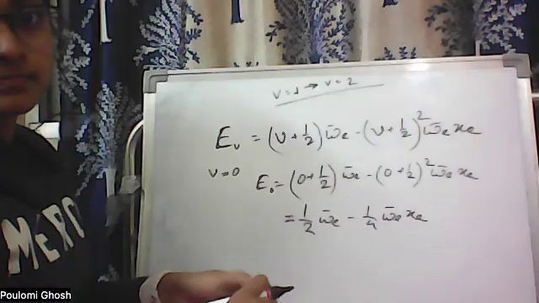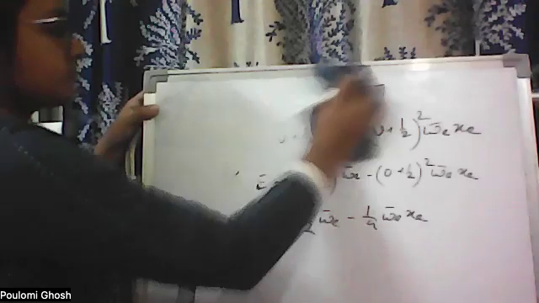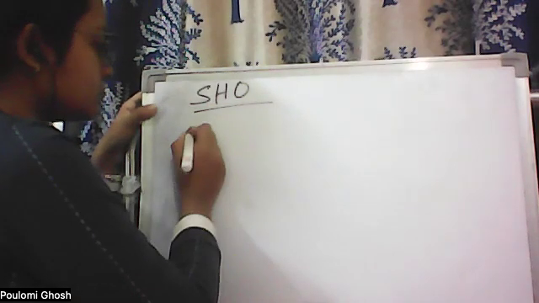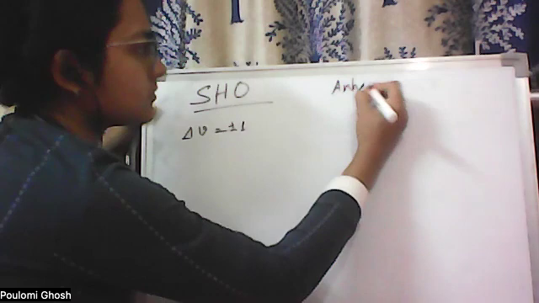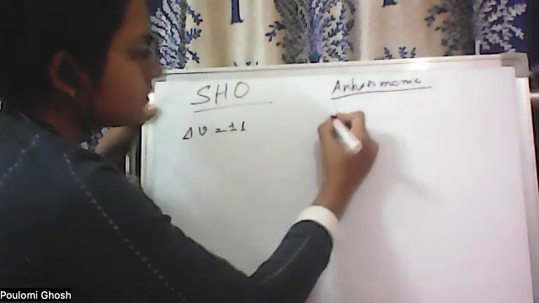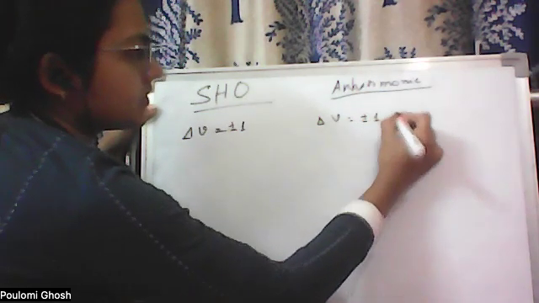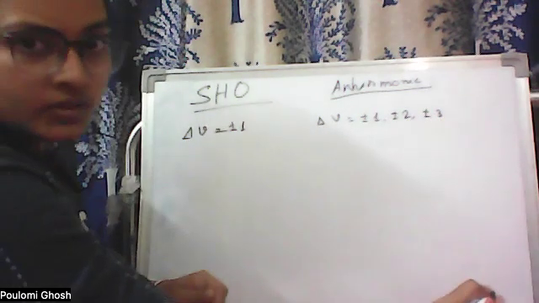Next, what is the selection rule for the harmonic and anharmonic oscillator? For a simple harmonic oscillator, the selection rule is delta V equals plus or minus 1. And for anharmonic, delta V equals plus or minus 1, plus or minus 2, plus or minus 3, and higher than plus or minus 3 we neglect.